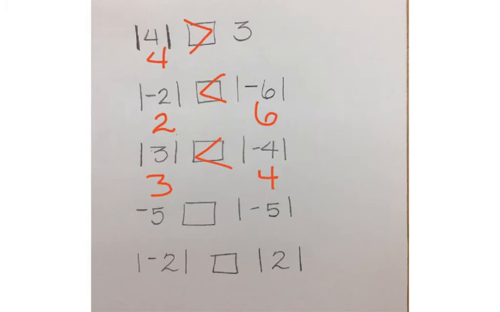All right, on this one, I don't have to do anything to the negative 5, but the absolute value of negative 5 here is 5, and 5 is the larger one. Absolute value of negative 2 is 2. Absolute value of 2 is 2. Those two are equal.